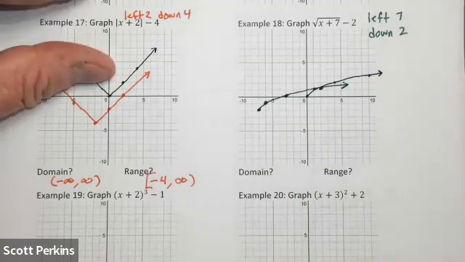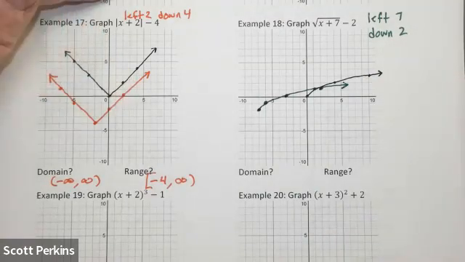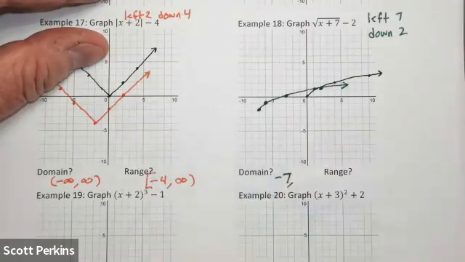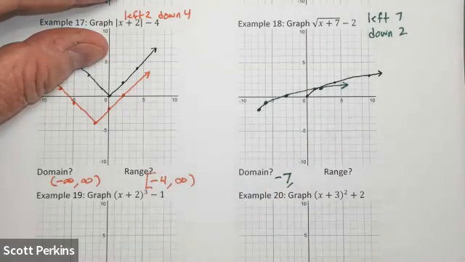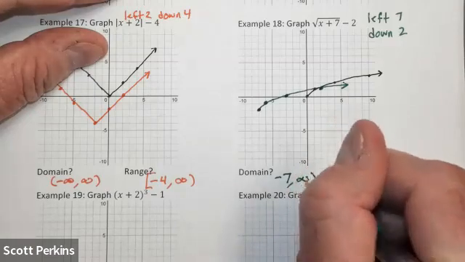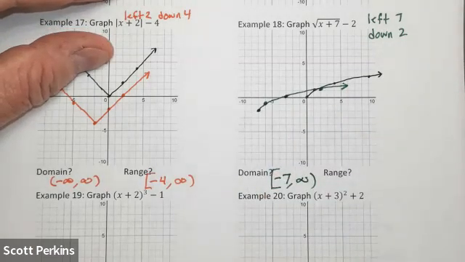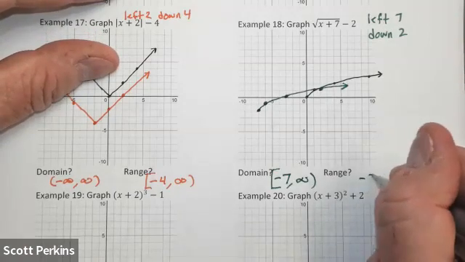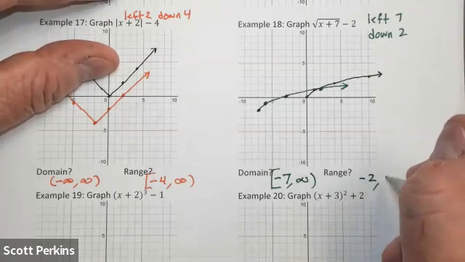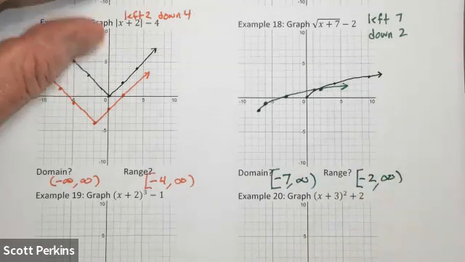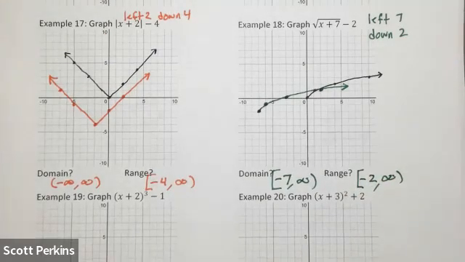It's just changed positions. So the domain, what is the lowest x value on this graph? Negative 7. What's the largest x value? Infinity. It goes on forever. Great job. And then the range, what's the lowest y value of this graph? Negative 2. What's the largest y value? Infinity. It's climbing slowly, but it'll eventually get to infinity. So there you go. There's your finished product.